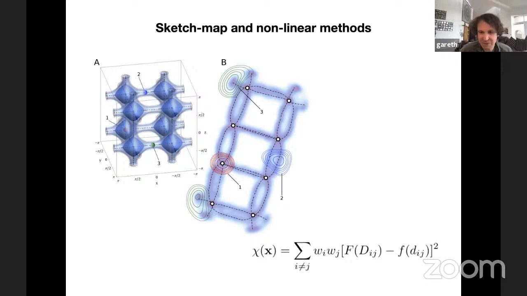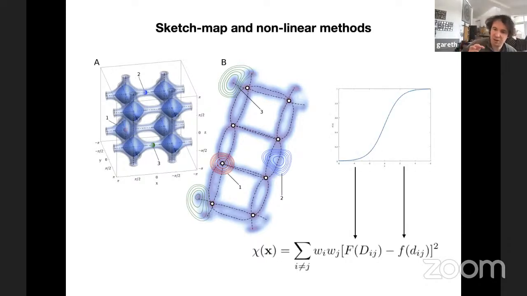But the difference for sketch map is that instead of trying to reproduce the distances directly, you transform the distances by a sigmoid function, which basically ensures that points that are close together are just projected close together. Points that are far apart are projected as far apart as they need to be. And the algorithm focuses on reproducing a particular set of distances that you're interested in.